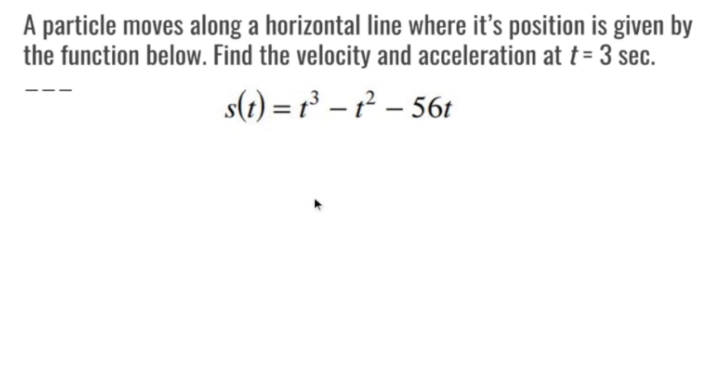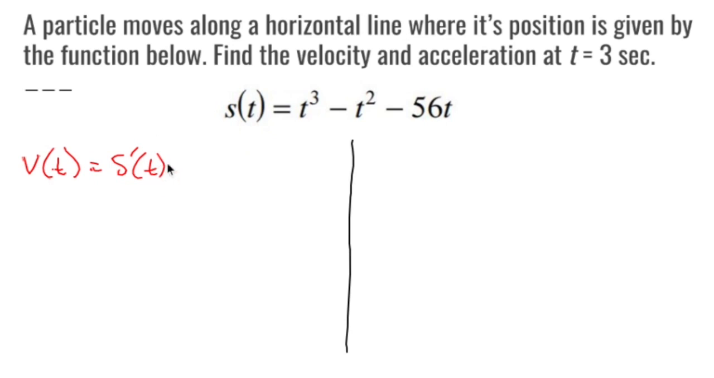Well, let's do this. Let's do the velocity on the left and the acceleration on the right. All right, let's do the velocity function in red, or if you're colorblind, gray. Velocity is found by taking the derivative of your position function.